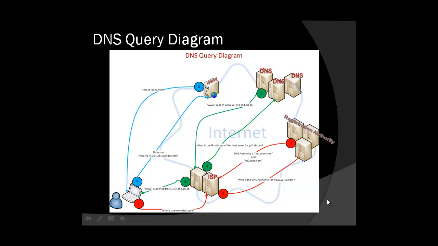Then it will ask, what is the IP address of the host www, for example yaftel.com, and this will return the IP address, which we say is like a phone number and it's unique. It comes back to your ISP and it sends it to your computer. Then your computer connects using that IP address to the server. So this server has this unique number. Then they will start communicating. It will make some HTTP requests, and the server will send some HTTP response back to your computer. That is the DNS query diagram.